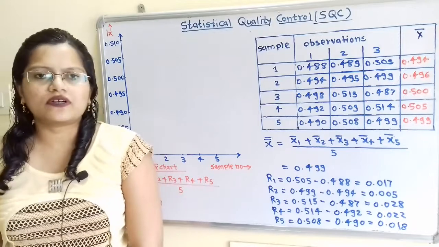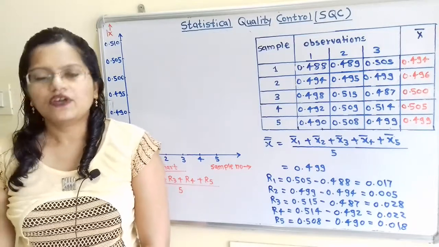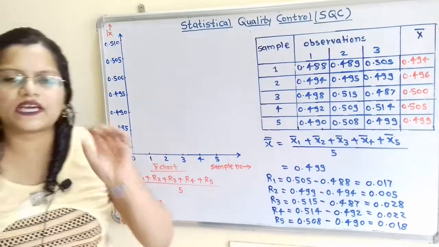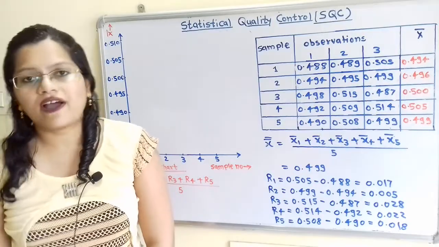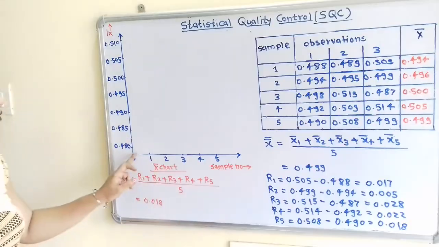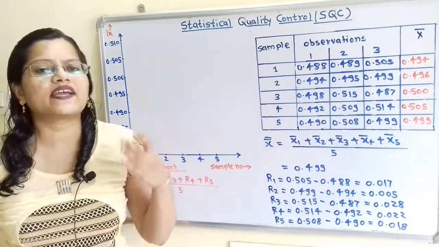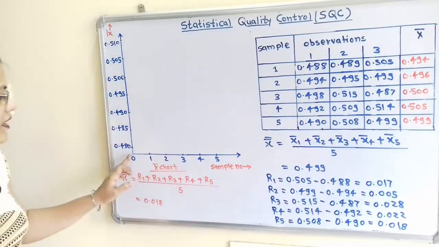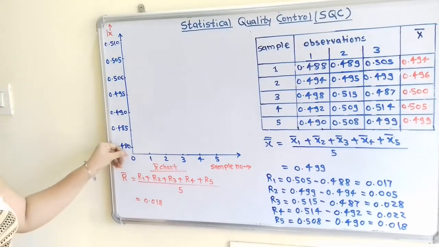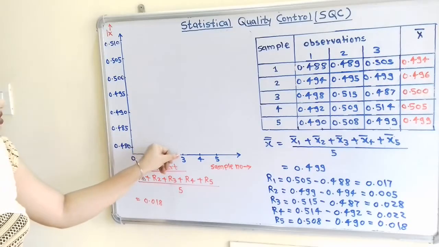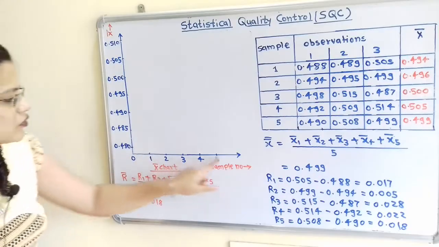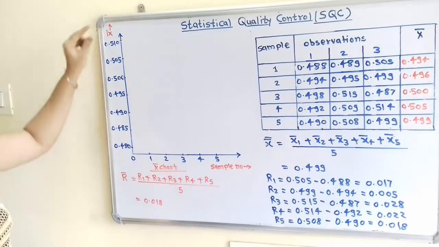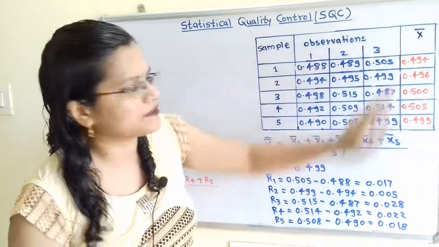Now how to plot the X bar chart? On the horizontal line, we have to plot the number of samples. There are a total of 5 samples, so we have to take equal distance. You can take 1 centimeter, 2 centimeter as per the space available, and we will plot here. We will start from 0, 1, 2, 3, 4, 5. On this horizontal line is the sample number, and on the vertical line we have to plot the values of X bar.